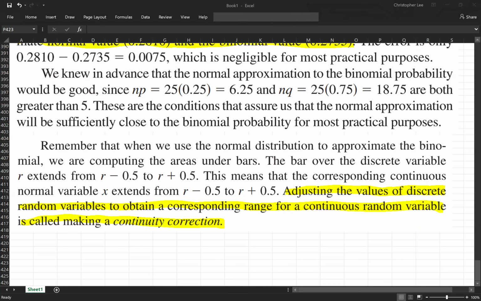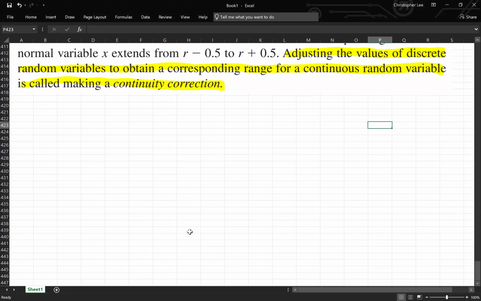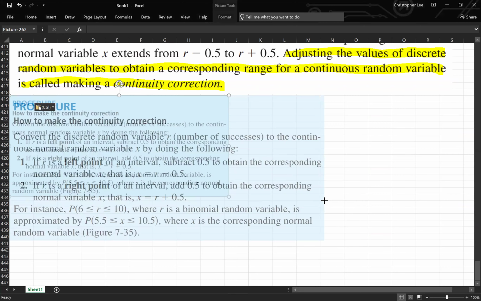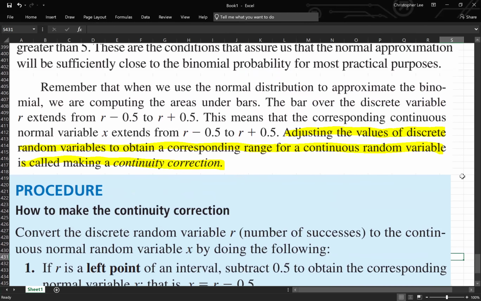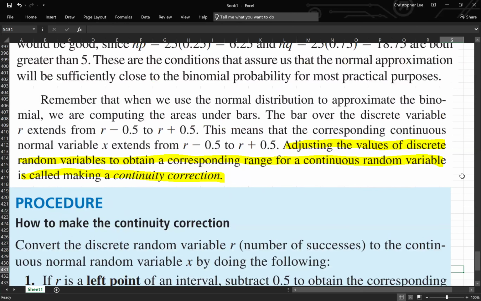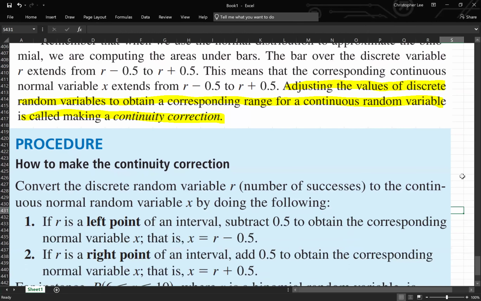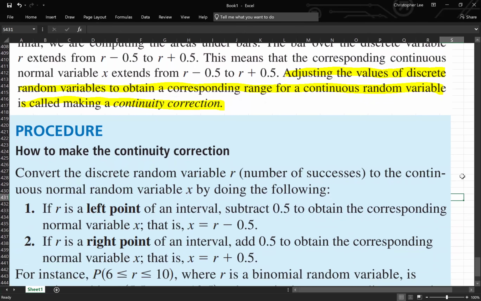All right, so this is how you do that continuity correction real quick. How to make the continuity correction: convert the discrete random variable r, which is our number of successes, to the continuous normal random variable x by doing the following. If r is a left point of an interval, subtract 0.5 to obtain the corresponding normal variable x. That is, x is equal to r minus 0.5.